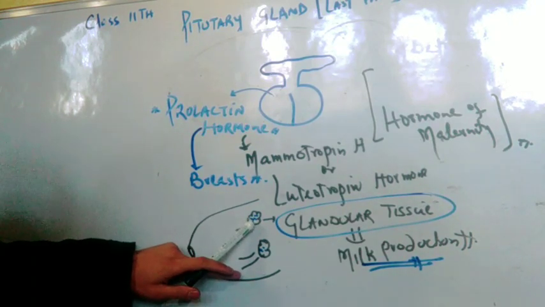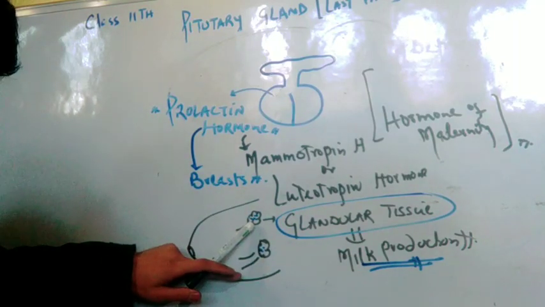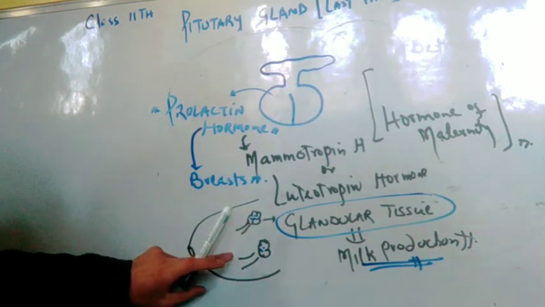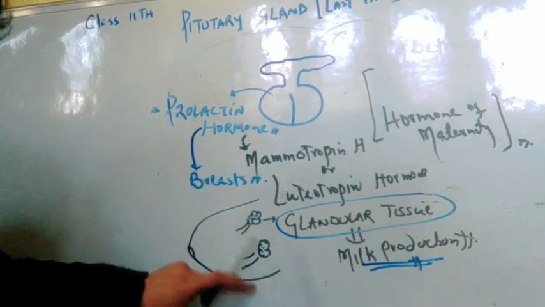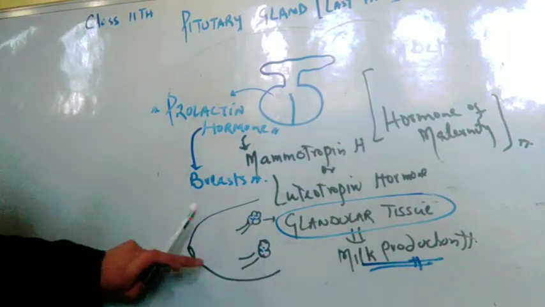This prolactin hormone is produced in excess concentration when the females are in pregnancy stage. There is growth and development of this glandular tissue, and obviously the breast mass or the size of the breasts also increases.